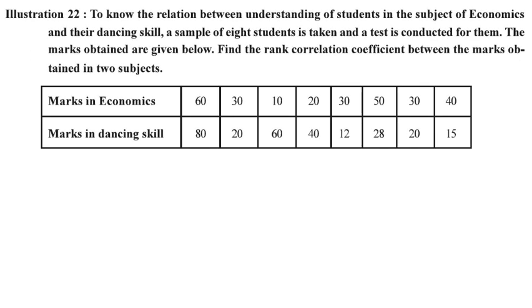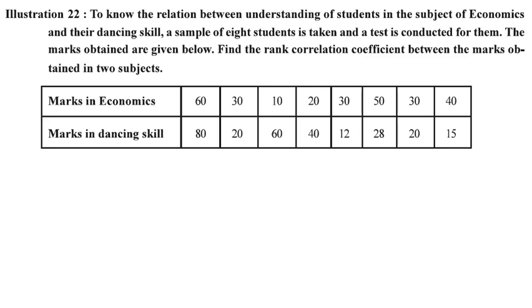Let us start with illustration 22. Here marks in economics and marks in dancing skill for 8 students are given. We have to check what kind of rank correlation there is between them. We are using Spearman's method. Now first of all, check out the economics. In economics, the data is 60, 30, 10, 20, 30, 50, 30, 40.